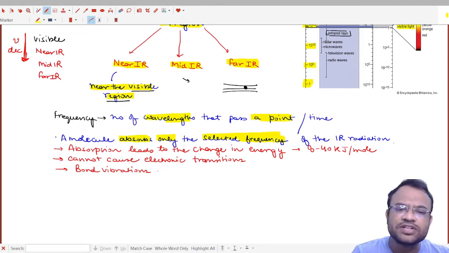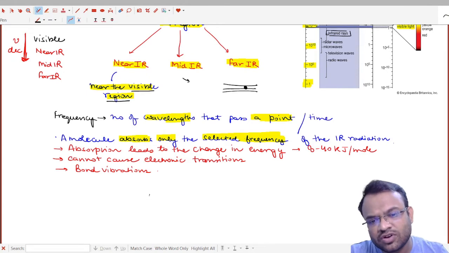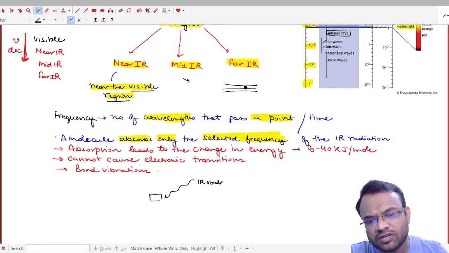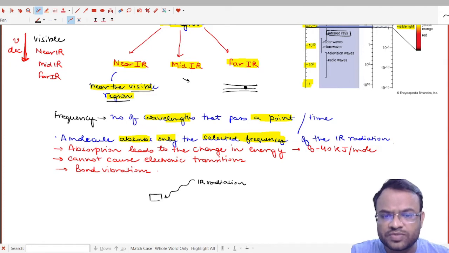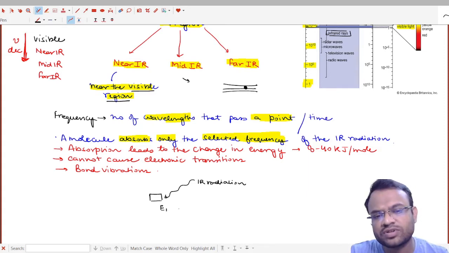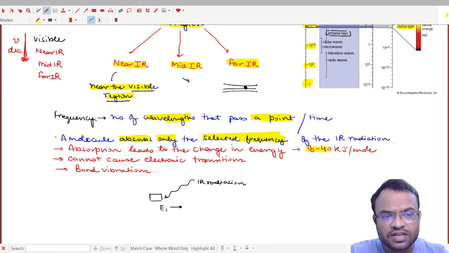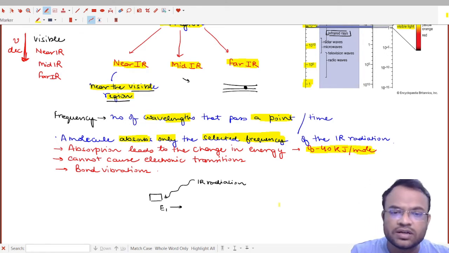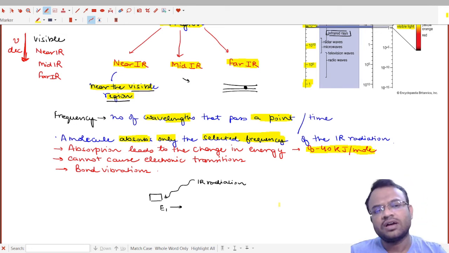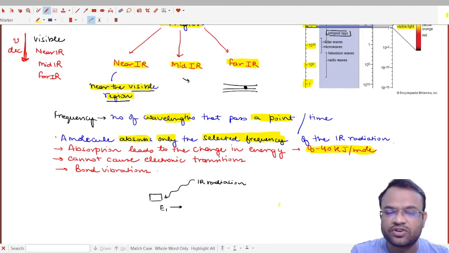Next, absorption leads to change in the energy. What does this mean? Suppose this is an object, and if an infrared radiation falls on this object, now this object would be having its own energy, right? Energy 1 suppose, and after the exposure to the infrared radiations, what will happen? The energy would change. Basically the energy would increase, and it has been observed that the change in energy is of the order of 8 to 40 kilojoule per mole. This is the change in the energy that is observed when the infrared radiations come in contact with the object or a molecule.